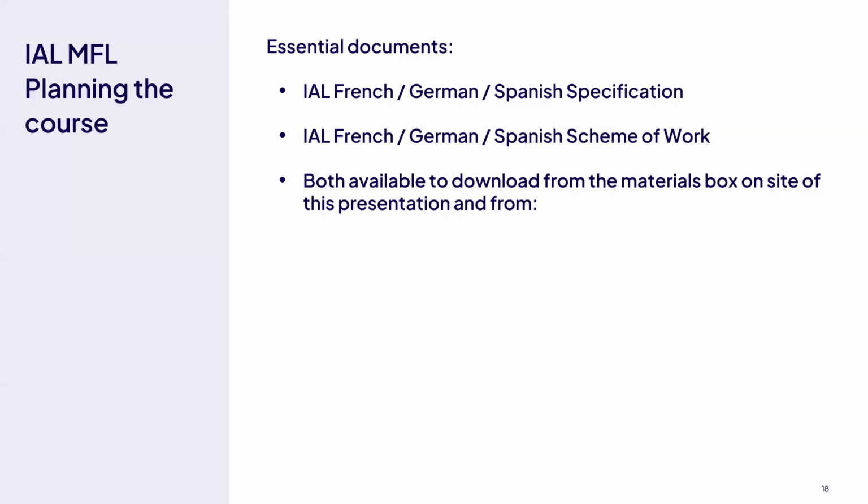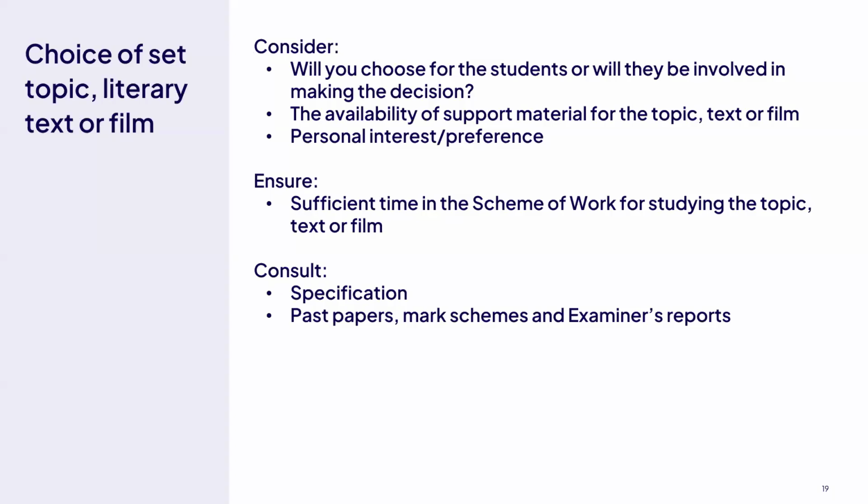Now, let's move on, and I want to talk to you about the choice of set topic, literary text or film. For Unit 4, students do need to study a topic, a literary text or a film. The list of prescribed topics, texts or films in the specification is there in each language, and it's essential that only a topic, text or film from that list is chosen. So we can't just do anything. Make sure that you're familiar with those things.